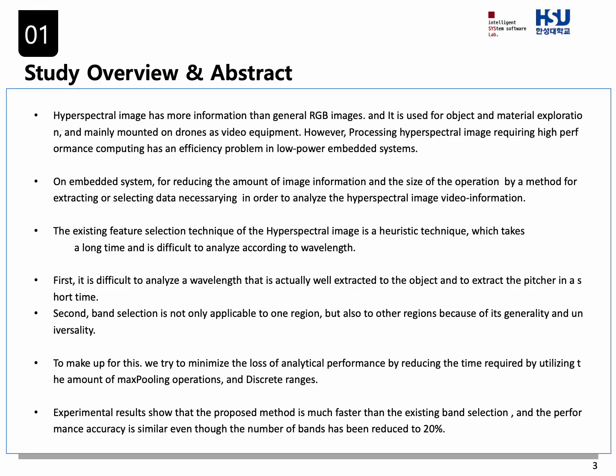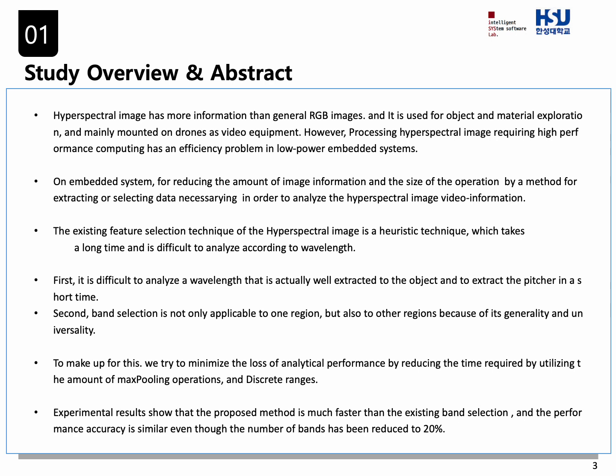For study overview and abstract, hyperspectral image has more information than a general RGB image and is used for object and method exploration, mainly mounted on drones as video equipment. However, processing hyperspectral images requires high performance computing and has an efficiency problem in low power embedded systems.